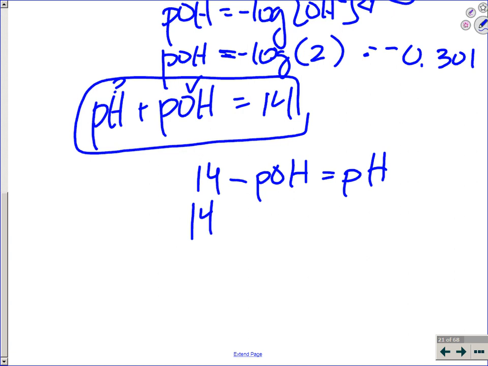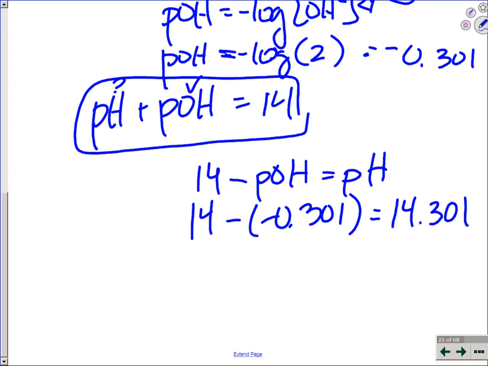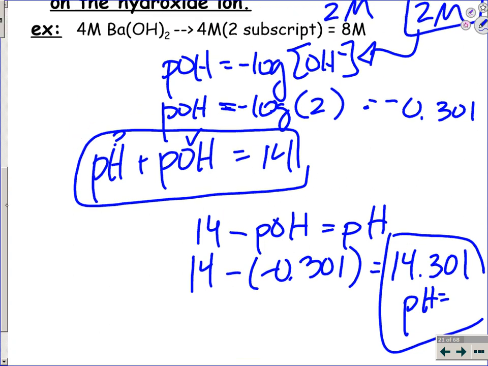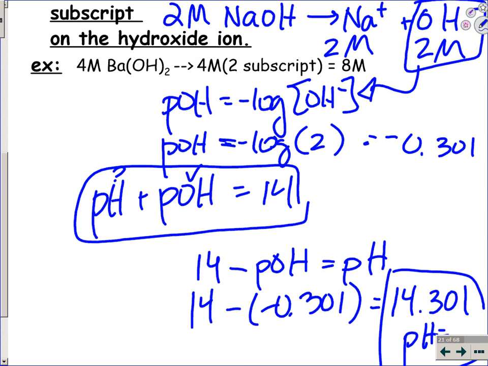So 14 minus negative 0.301 equals what? 14.301. So again, you're like, oh gosh, we're above 14. Is it okay? Totally fine. And this is pH. So first off, you should be making some sense. Is this basic or acidic? Like super basic, right? So that 2 molar sodium hydroxide is going to be very, very basic on the pH scale. That's why I say it's pretty hazardous, because we have labs where we utilize this, and we want to be very careful because it could burn us. It's just like an acid could.